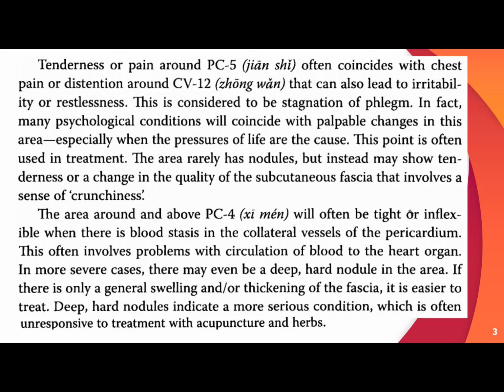The area around and above pericardium 4 will often be tight or inflexible when there is blood stasis in the collateral vessels of the pericardium. This often involves problems with circulation of blood to the heart organ. In more severe cases, there may even be a deep hard nodule in the area. If there is only a general swelling and or thickening of the fascia, it is easier to treat. Deep, hard nodules indicate a more serious condition, which is often unresponsive to treatment with acupuncture and herbs.